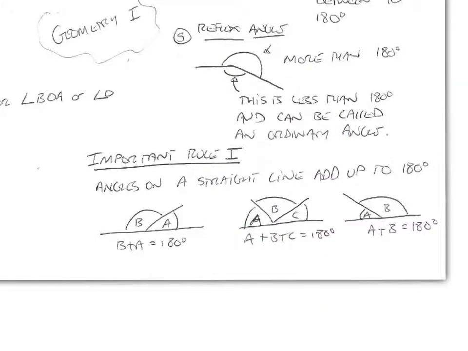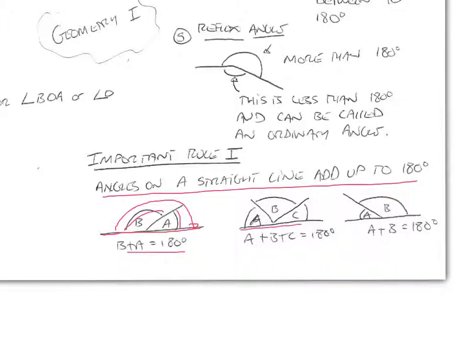An important rule of geometry, the first rule we're going to meet, is that angles on a straight line add up to 180 degrees. So I have a straight line here, and I have an angle that goes all the way around, that's 180 degrees. And the angle B plus the angle A equals 180 degrees.